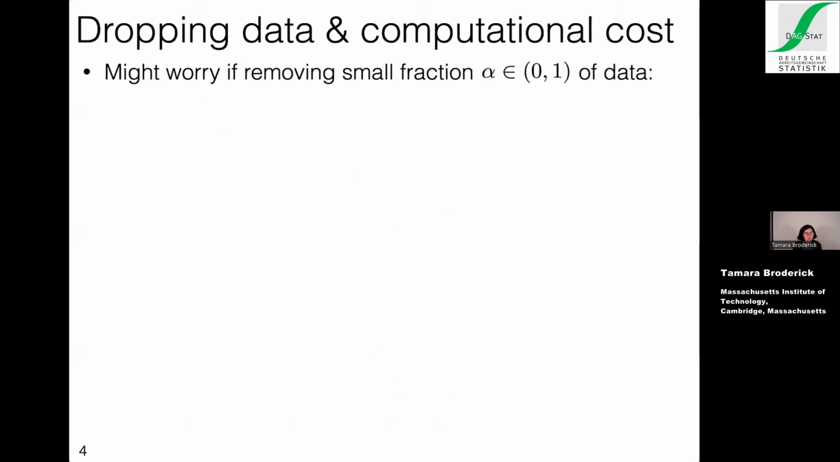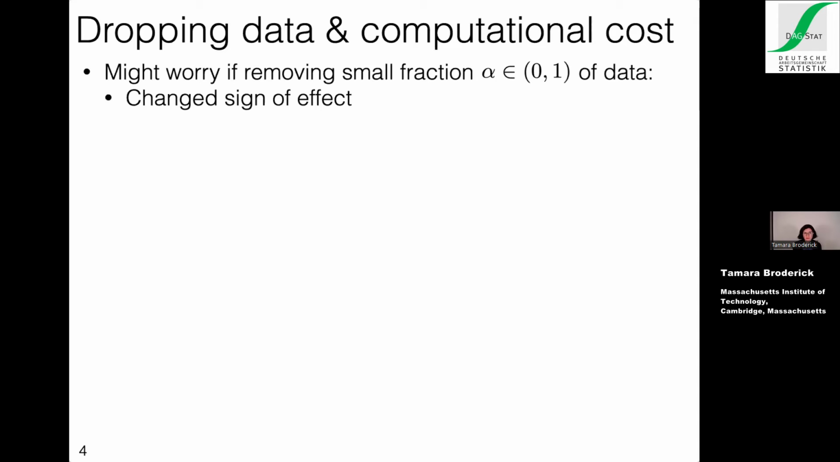So in particular, I might worry if removing a very small fraction of data changes my conclusions. So let's start adding some notation and ways of talking about this to our discussion. So let's say alpha is our fraction of data that we're concerned about. So in particular, we'll say that alpha is some value between 0 and 1 because it's a fraction. But in general, we're going to be thinking of alpha as being a very, very, very small value, ideally near 0.